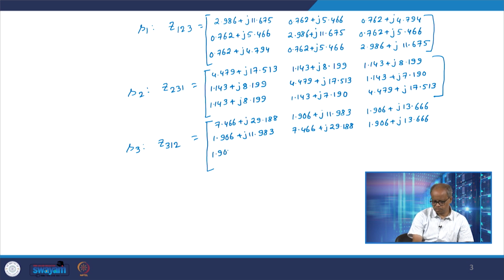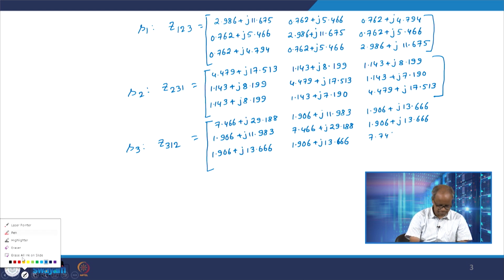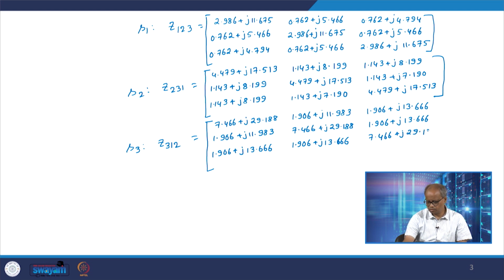Then it would be 1.906 plus J 13.666, then it is also 1.906 plus J 13.666, and then it is 7.466 plus J 29.188. So, these are the three matrices. Now, what would be the final matrix? The final ZABC matrix will be nothing but the addition of these three impedance matrices.